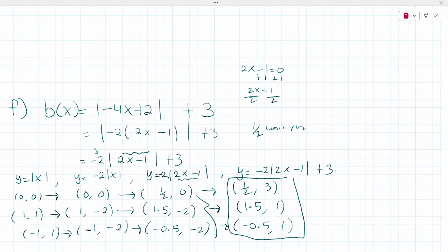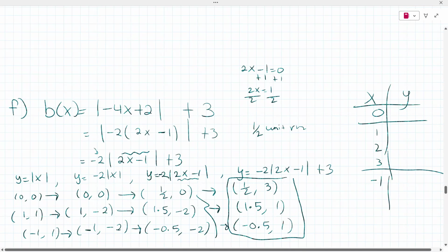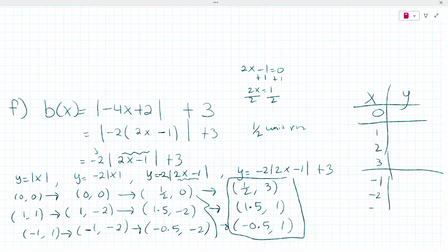Now, if this confuses you one bit, go ahead and make a table. Start with x value 0, some positive x values because your domain is all real numbers, 1, 2, 3, and then some negative x values. Okay? It's a bit more time consuming than this way, but it'll do the job. Okay, I'm not going to graph this because you get the idea. You just plot these 3 points and you got your graph.